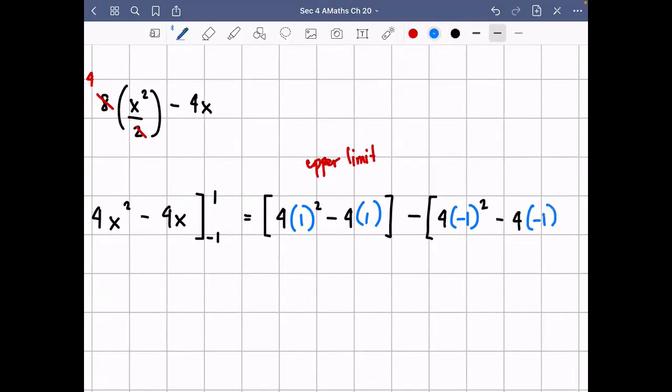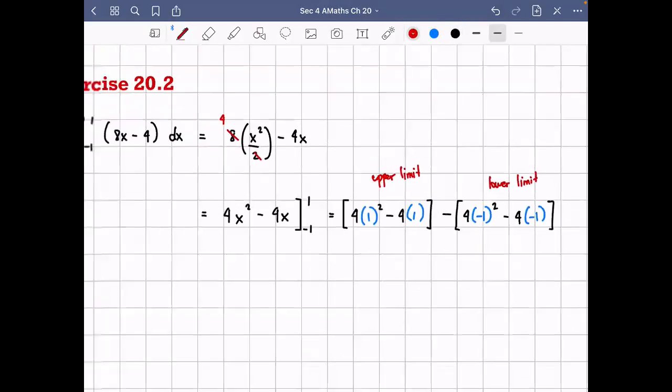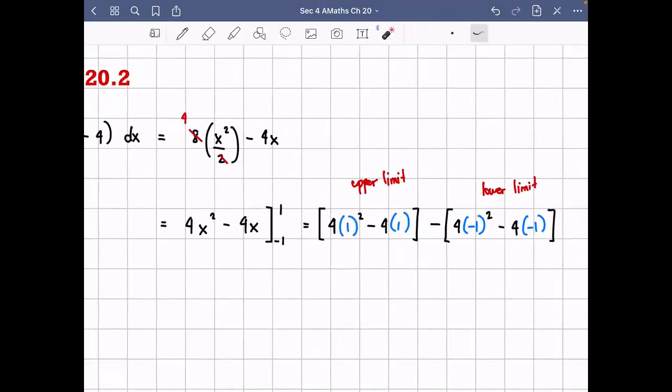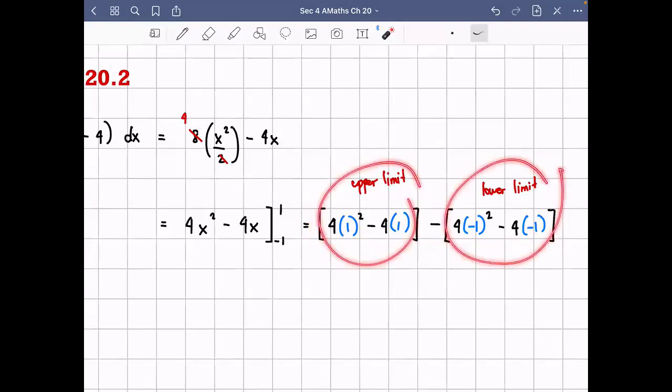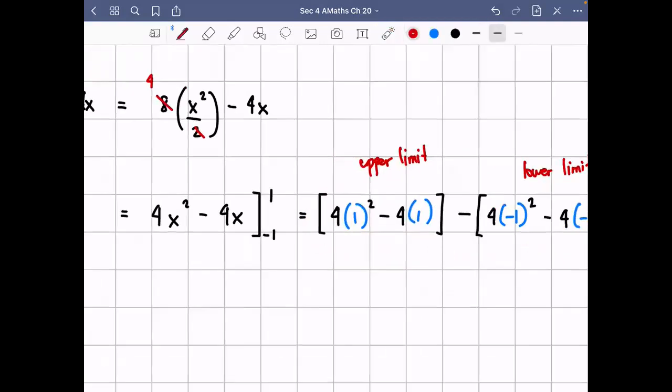I know it's a bit long. So this is for your lower limit. This is how it works, class. Do you have any questions? So the upper limit minus the lower limit. It's an expression minus another expression. So how do we answer this now?